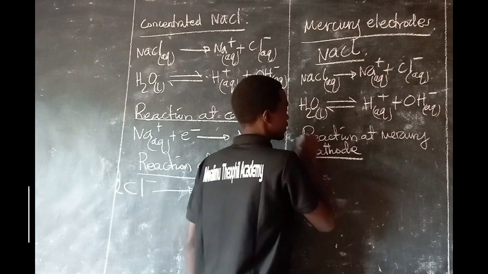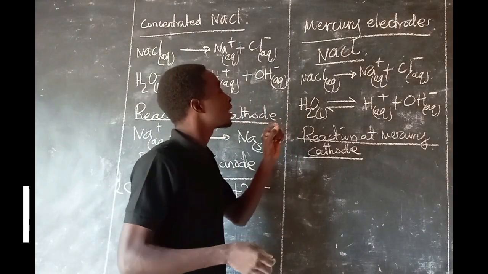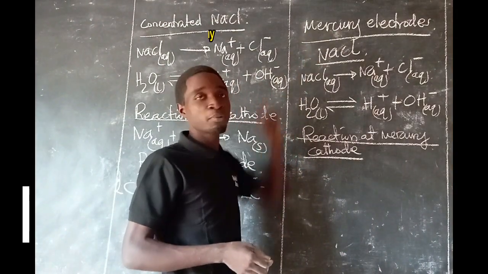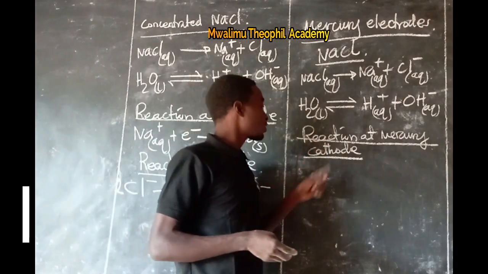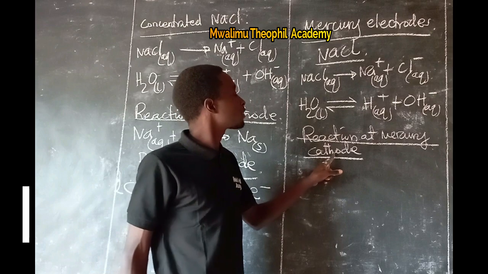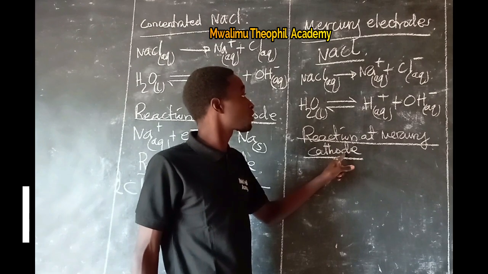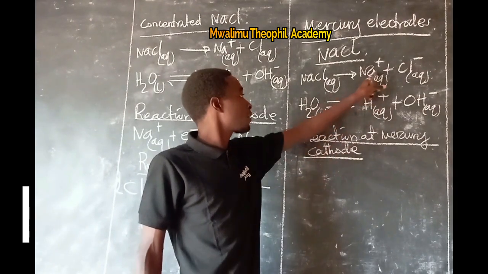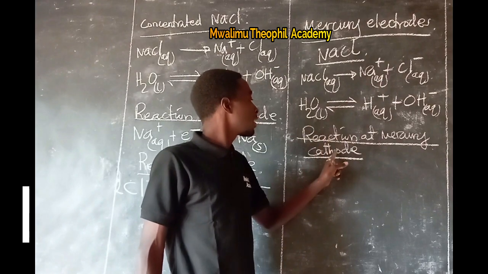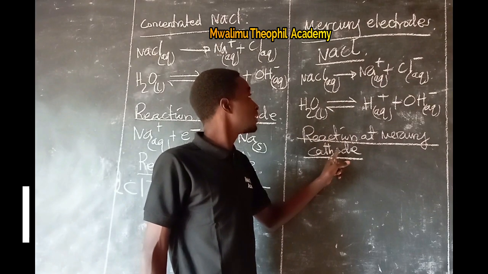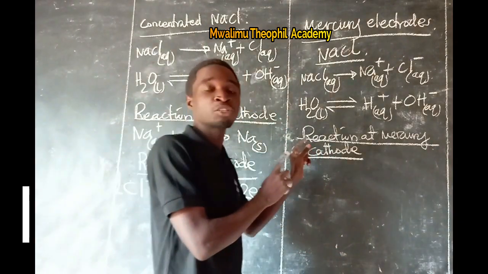At the mercury cathode, as I have told you, the electrodes used are made of mercury. Now, what ion will be discharged here? The ions that migrate to the mercury cathode, as it is a cathode, are the positive ions, I mean sodium ion and hydrogen proton. Now, which one of the two will be discharged?